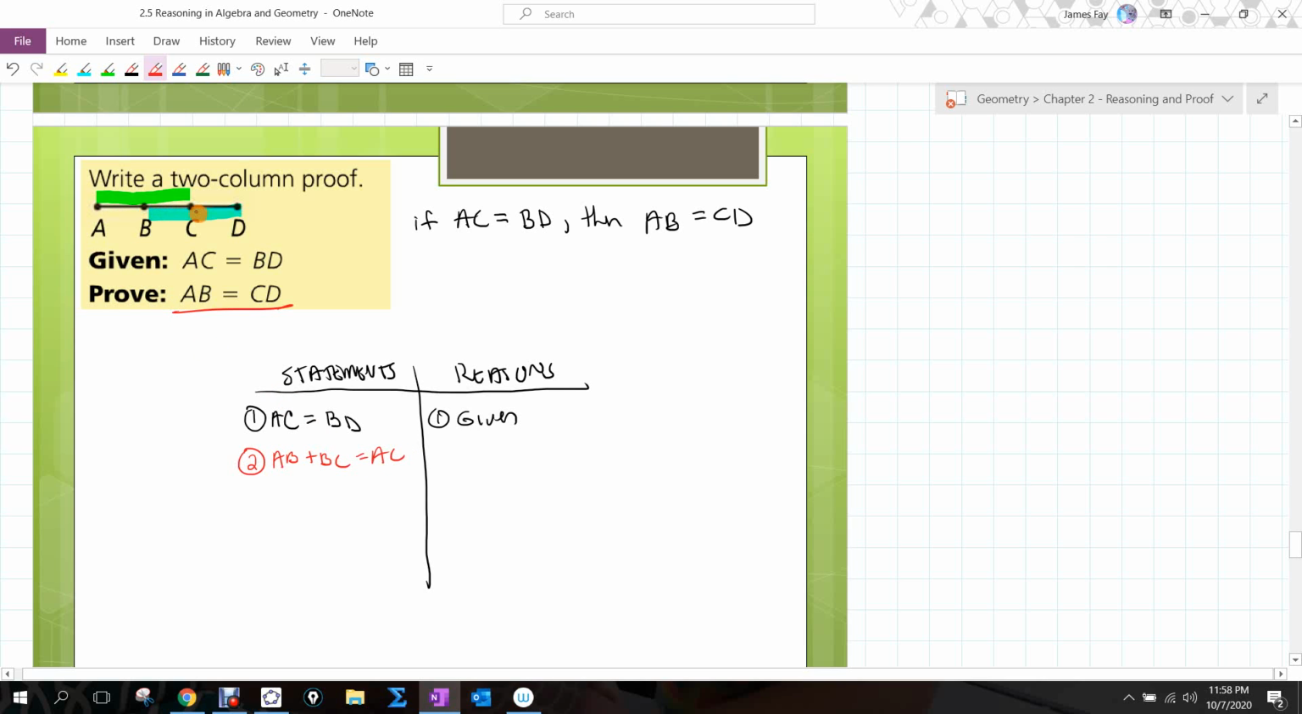AB plus BC is equal to the entire distance AC. And we could probably do the same thing with BC, CD, and that will give me B to D. And because we're talking about segments and we're adding smaller segments together to get larger segments, this is the segment addition postulate.